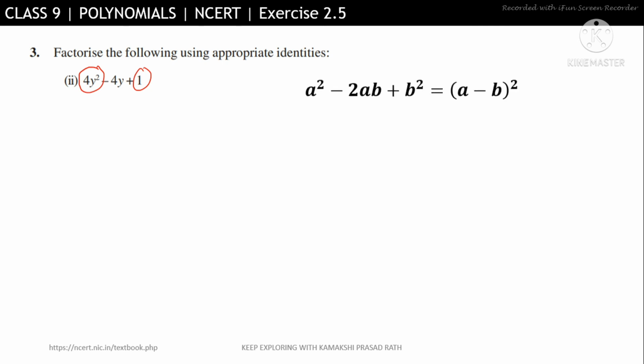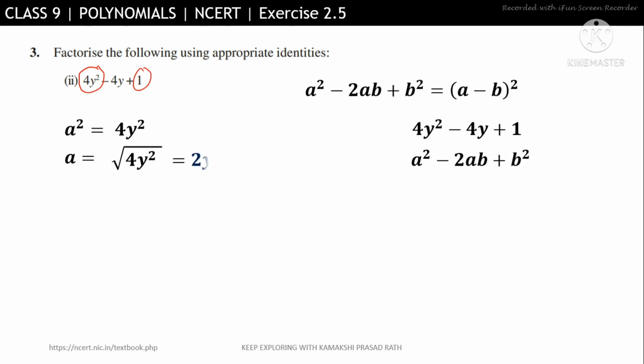So we have the formula a squared minus 2ab plus b squared. So let's compare this with our identity a squared minus 2ab plus b squared. So when we compare of this form, a squared will be 4y squared, hence a will be root over of 4y squared, that is 2y. Or else we can say like this, so 4y squared can be written as 2y whole squared. So if a squared is 2y whole squared, then a is 2y.